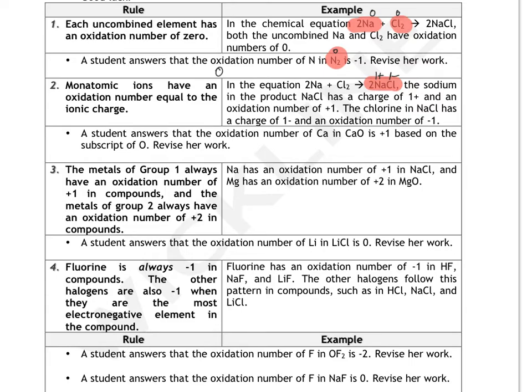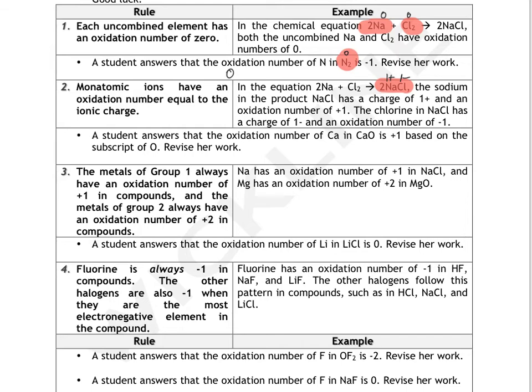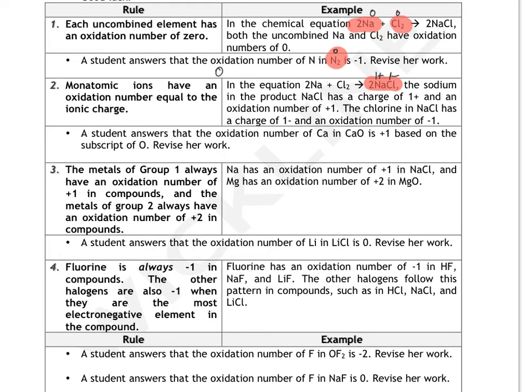Let's try this example together. A student answers that the oxidation number of calcium in calcium oxide is +1 based on the subscript of the oxygen. So the oxygen has a subscript of 1, so she's thinking that we'll need a +1 for the calcium. While her work is not entirely misguided, calcium and oxygen both actually have a charge of 2. Calcium is +2 and oxygen is -2. So the oxidation number of calcium is +2.